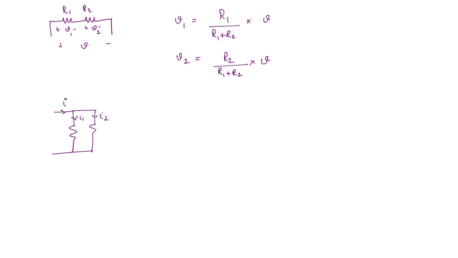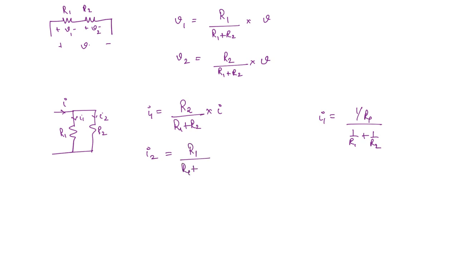Now here you can see that I1 you can write as, this is R1 and this is R2, 1 by R1 divided by 1 by R1 plus 1 by R2. If you multiply by R1 R2 in the numerator as well as the denominator, what are you going to get? I1 is equal to R2 divided by R1 plus R2, into I, and I2 is equal to R1 divided by R1 plus R2, into the total current.